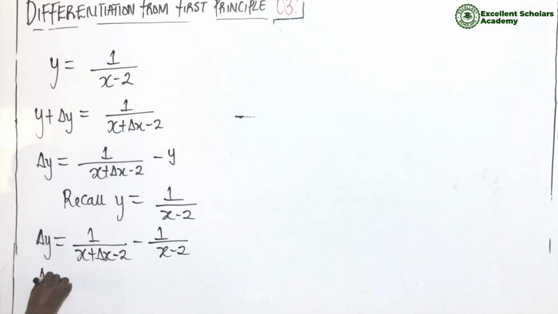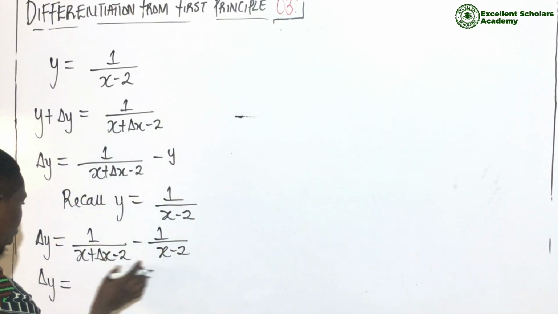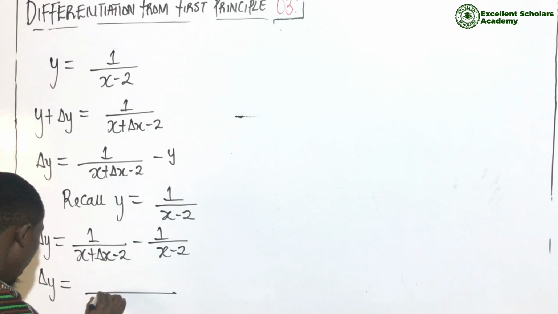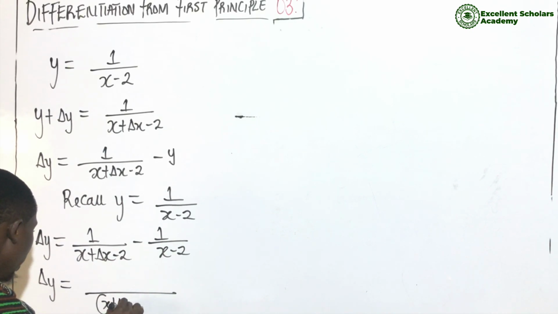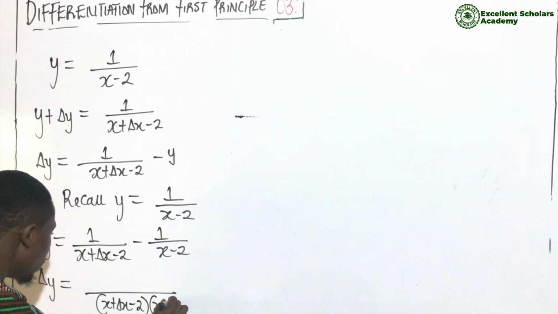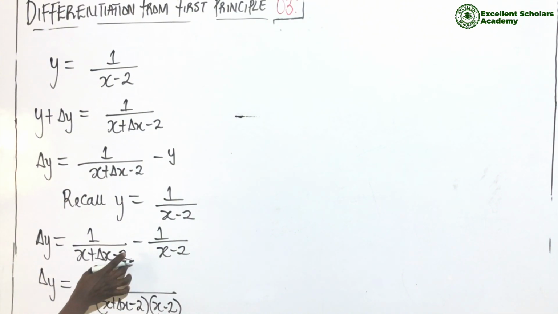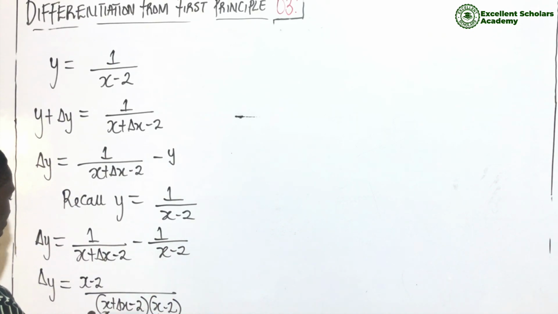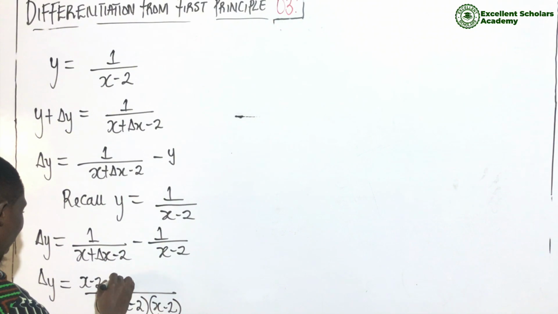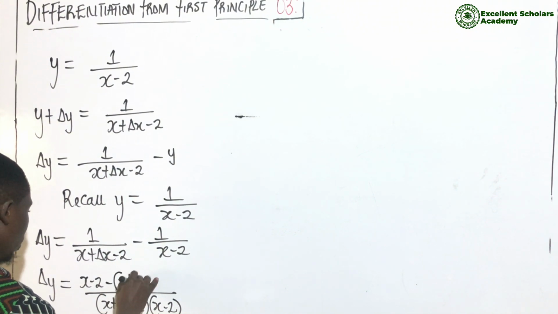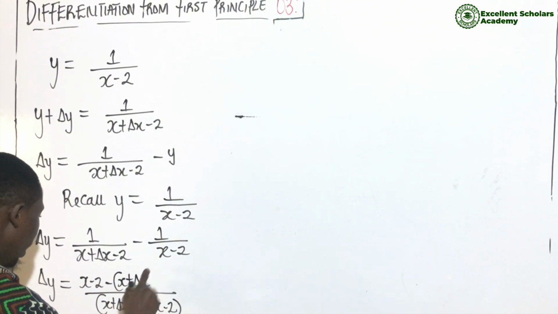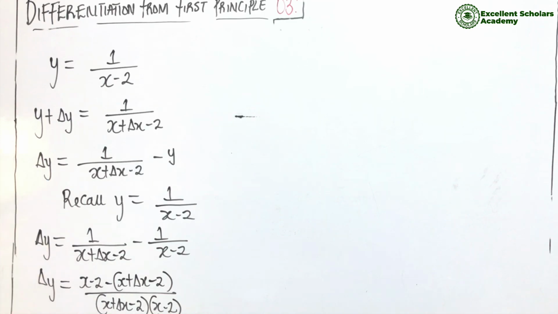Now change in y becomes LCM of this and this gives us x plus change in x minus 2 multiplied by x minus 2. Now this divided by this gives us x minus 2. x minus 2 times 1 gives us x minus 2. Okay, this divided by this gives us x plus change in x minus 2 times 1 gives us minus into x plus change in x, then minus 2, close the bracket.